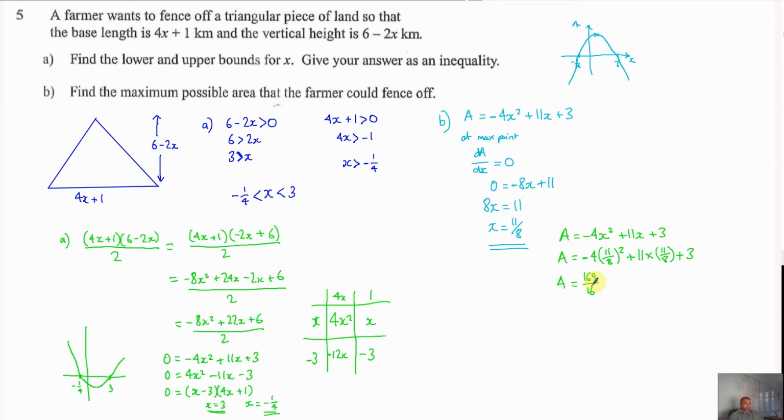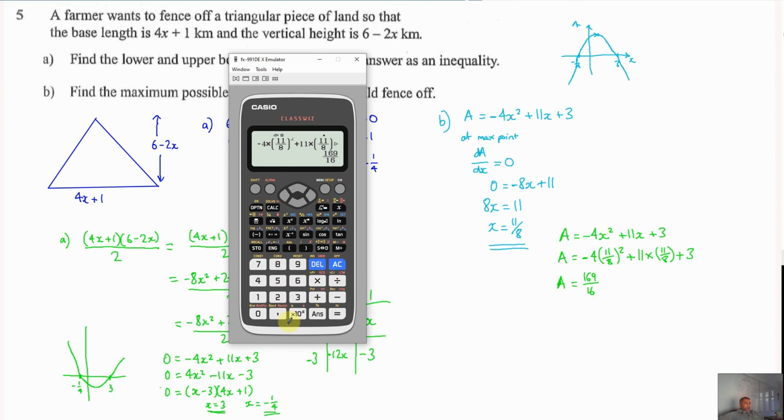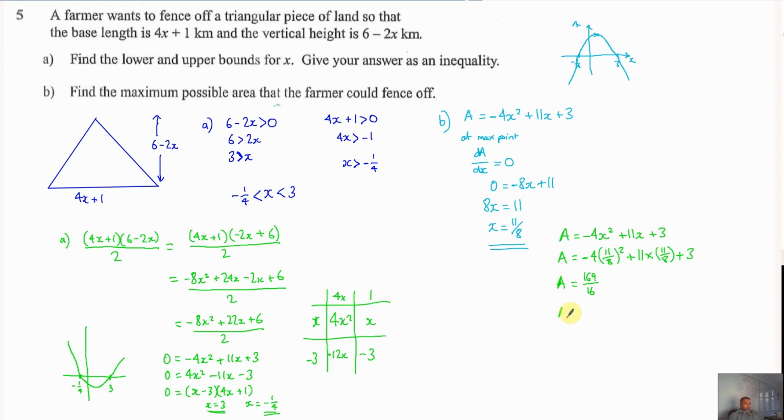Which is an interesting answer. Again, you grade 9ers should be looking at that and thinking, oh look, that's 13 squared over 4 squared, which doesn't really mean anything in this case, but it's just an interesting point. And if you wrote it out, your area will be 10.5625 kilometers squared. It was kilometers, yeah. So that would be the maximum area.